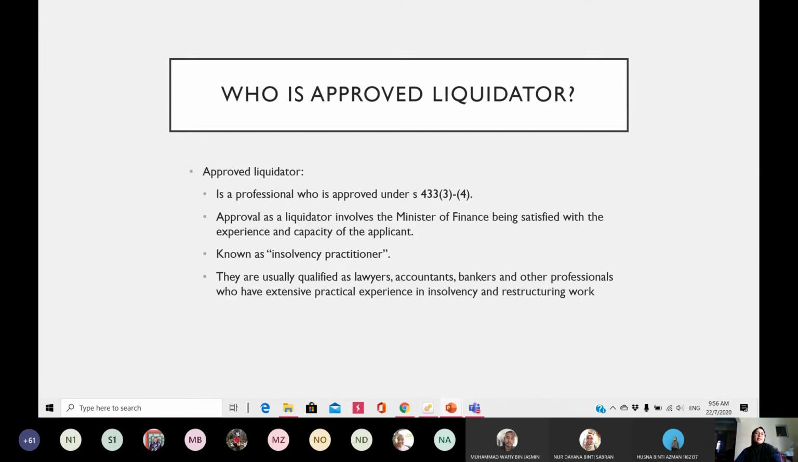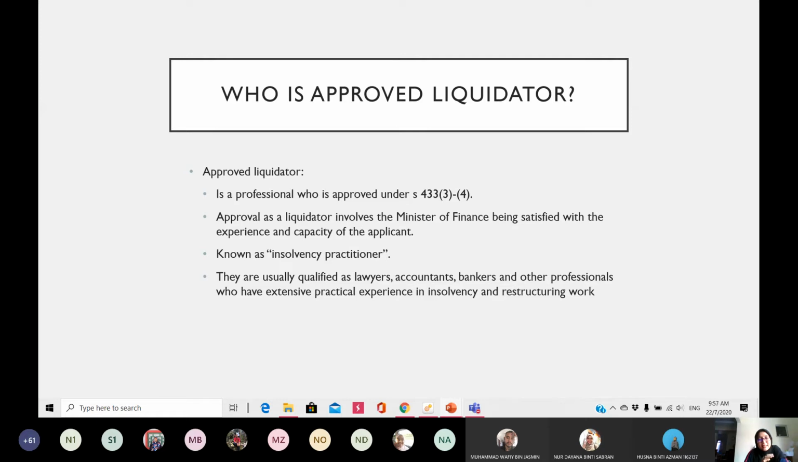Okay, siapa dia yang boleh dilantik sebagai liquidator? So the person must be an approved liquidator. Sama macam lawyers jugalah, must be a qualified person kan. Yang ni perkataan yang diguna adalah approved liquidator. Approved liquidator is a professional who is approved under Section 433. Approval as a liquidator involves the Minister of Finance being satisfied with the experience and capacity of the applicant.